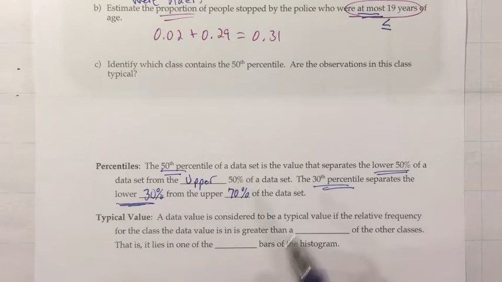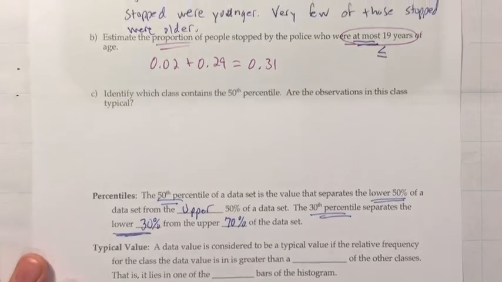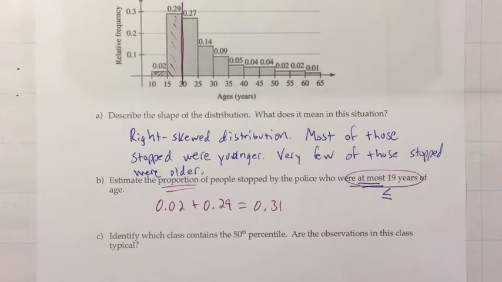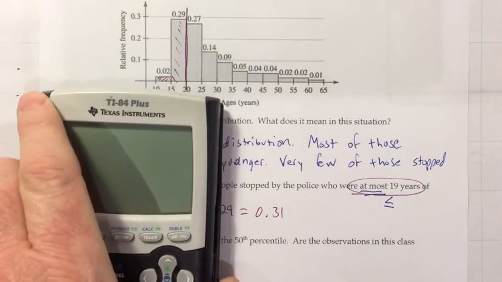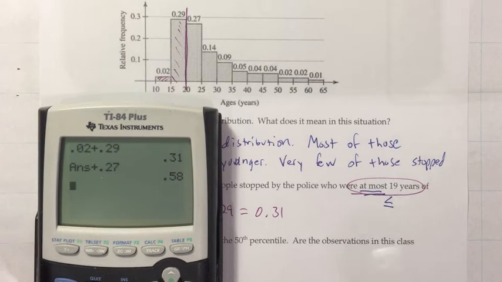And then they ask, so let's go ahead and do that part real quick. Actually, identify the class that contains the 50th percentile. So what I want to do is go to this chart, and I want to keep a running total of what the percentages are. By the time we get to the 15-year-olds, we only have 0.02 or 2%. If we add on up to the 19-year-olds, now we're at 31%. If we add the next group, which goes up to 25, that's another 27%, bringing our total to 58.